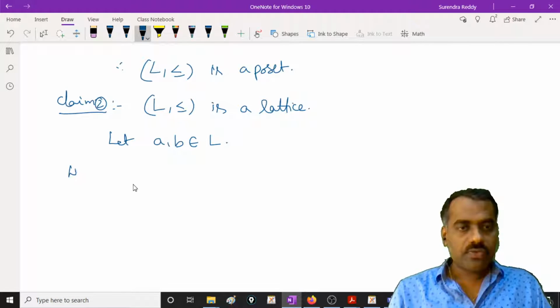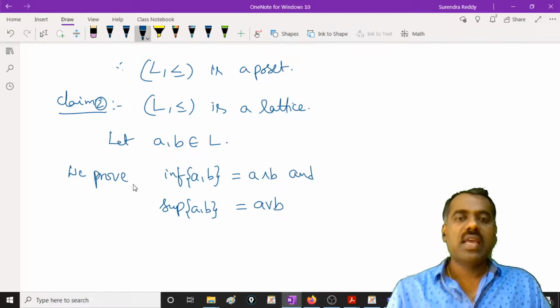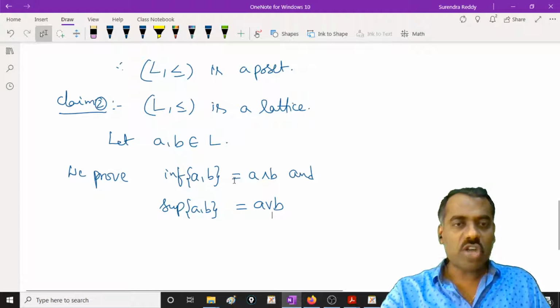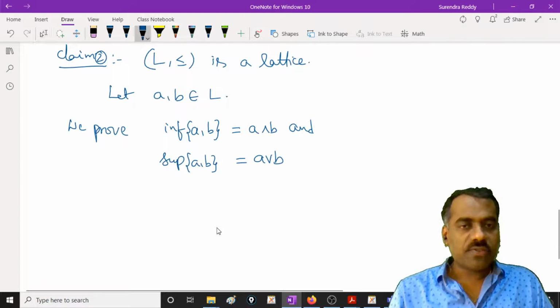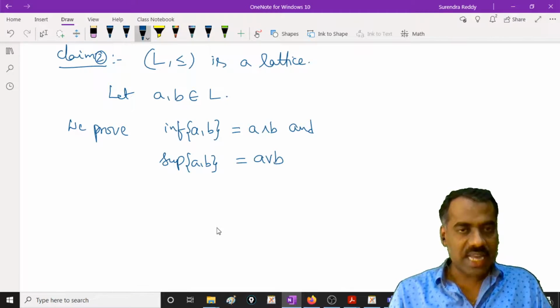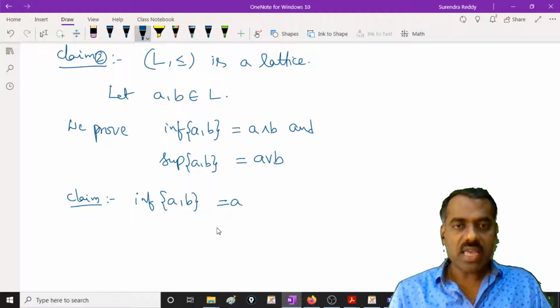So we prove that the infimum of A, B is actually A meet B, and we will prove the supremum of A, B is A join B. Then clearly A meet B and A join B belong to L. So therefore infimum and supremum exist. Is this clear? This first one we have discussed already in the last class, but we can quickly write it. Our claim is: the infimum of A, B is A meet B.